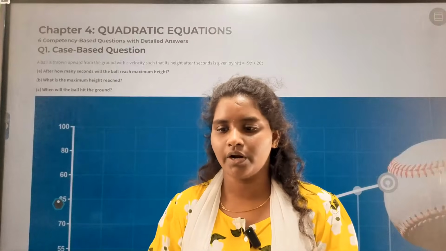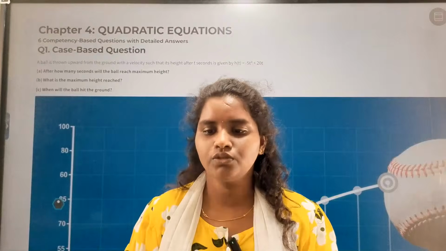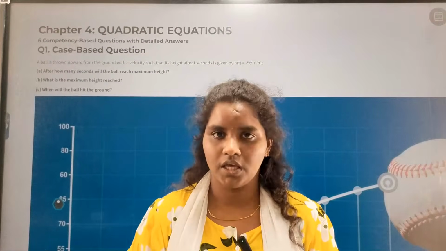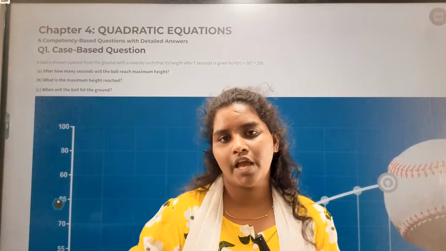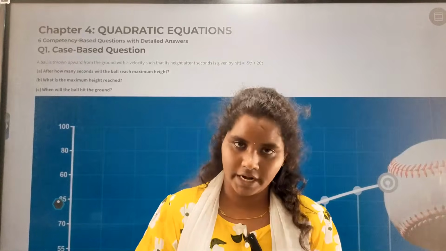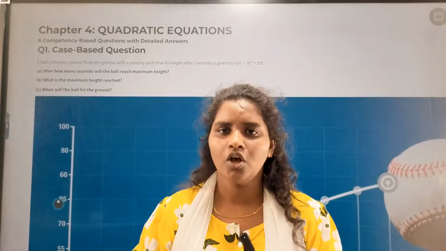What is the discriminant? It's b square minus 4ac. So b square minus 4ac is the discriminant. Here we have three natures of roots: if b square minus 4ac is greater than 0, or equal to 0, or less than 0.